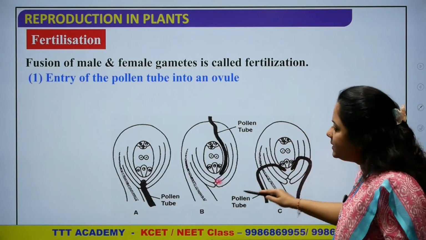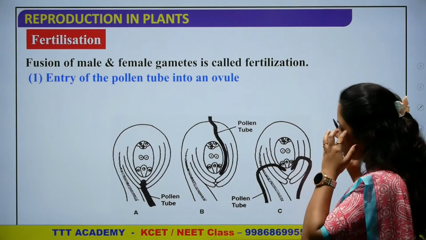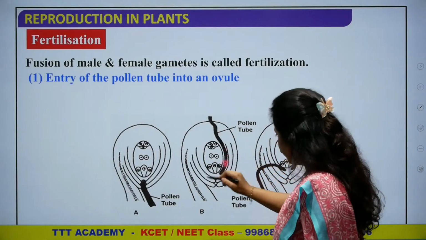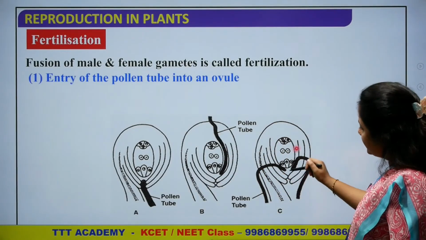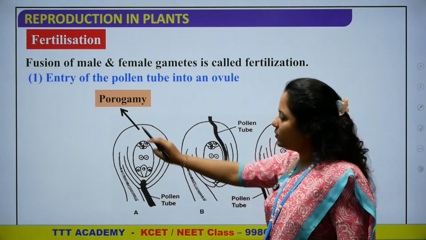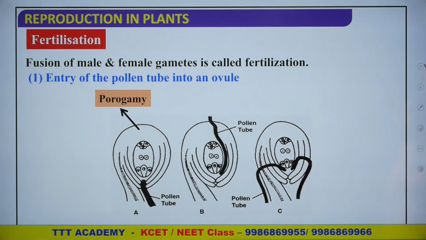These are different types of entrance of the pollen tube. You can see here, in this one it is coming at the micropylar end, in this one the entry is from the chalazal end. In this one, from the micropylar end itself, there are 2 pollen tubes germinating. So it depends on different types of plant species. When one pollen tube is entering at the micropylar end, that process is called porogamy.